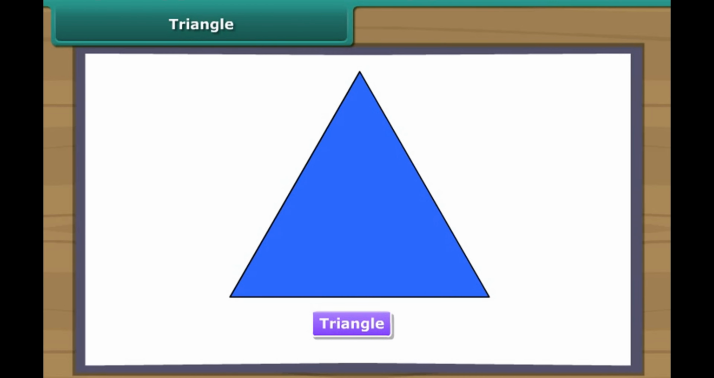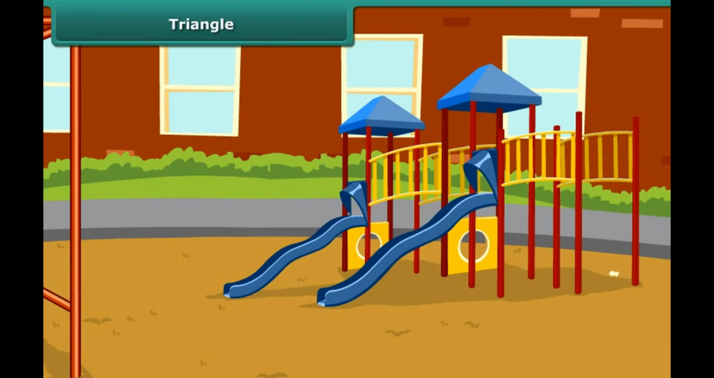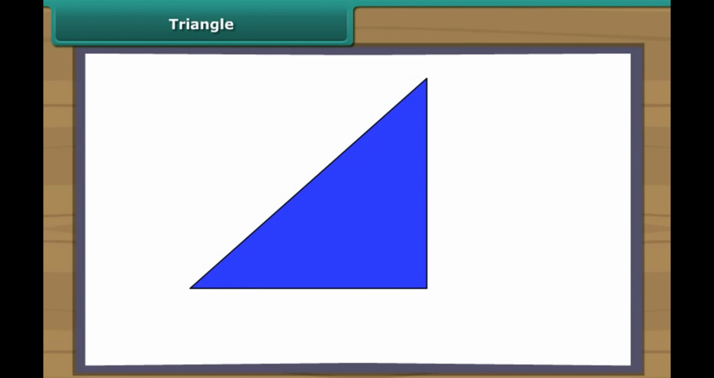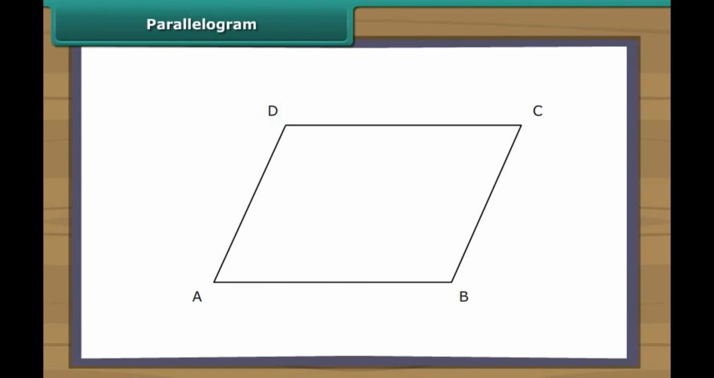Triangle. What is a triangle? A triangle is a three-sided closed figure. Have you noticed the slider in the park? It is in the shape of a triangle. So can we find the area of a triangle? Yes, we can find the area of a triangle by using the formula for the area of a triangle. For this, we require the measures of the base and the height of the triangle. Area of a triangle is half the product of its height and base.